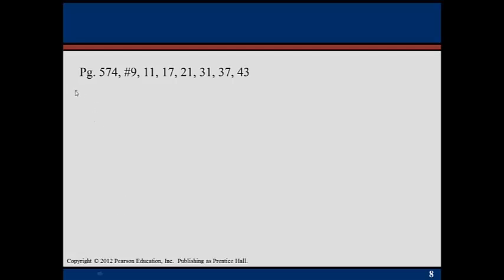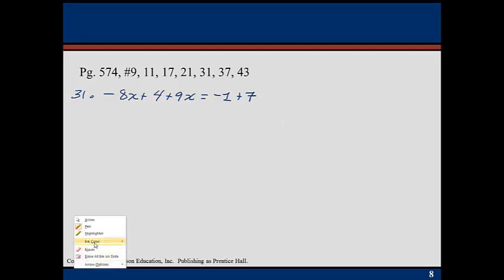Number 31. It says negative 8x plus 4 plus 9x equals negative 1 plus 7. So again, let's start by drawing the line down the equal sign. When I look on the left side, I have like terms again. The negative 8x plus 9x. Remember, if we cover up the 4, we literally see negative 8x plus 9x. If I combine them, that just gives me x, or 1x.